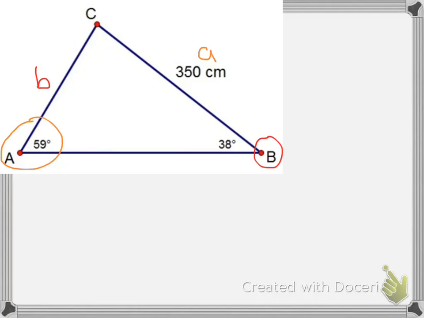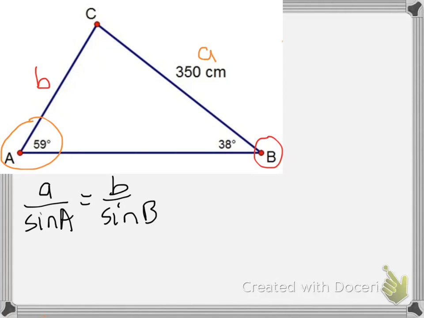So, if we remember the law of sines, we just had it. One of the versions of it was this: a over sine A equals b over sine B. So if we put our numbers in, that's pretty easy. a is 350 over sine of 59 equals b over the sine of 38 degrees.